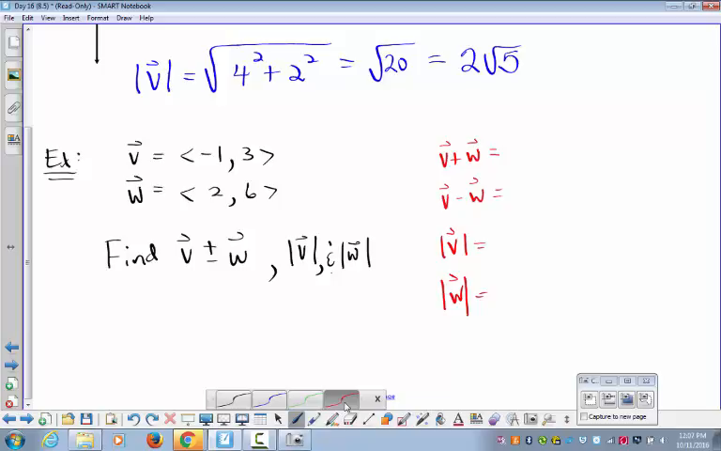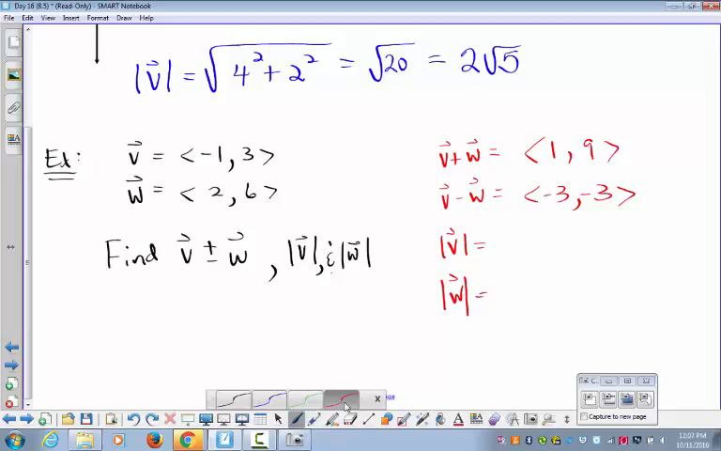Right, so B plus W, what did you get? 1.9. So we add the corresponding components, get 1.9. How about subtraction? -3, -3. So we do -1, -2. We do 3, -6. Subtract in order, and you get it.